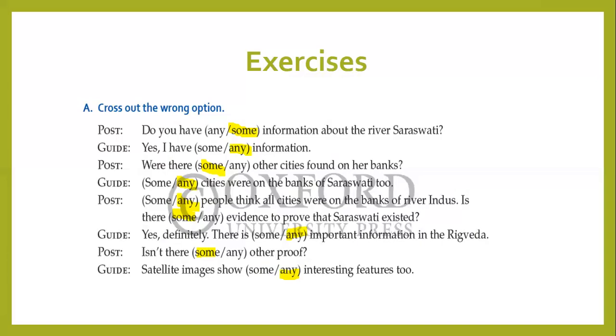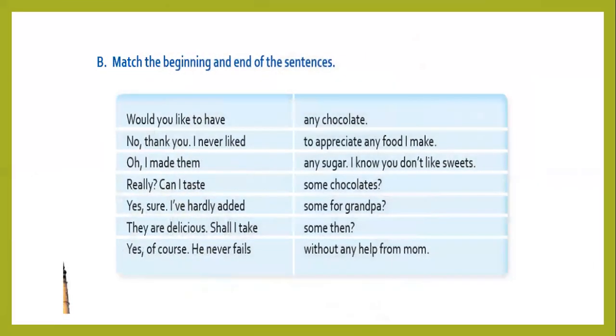Clear? Now, exercise B. Here you have to match the beginning and the end of the sentences. So here, how you will be doing it in your textbook, you will be giving the numbers like this. See, I have written the numbers. So you can write the numbers in your textbook like this: 1, 2, 3, 4, 5, 6, 7. Now let us read the question.